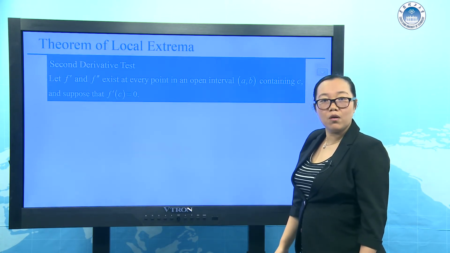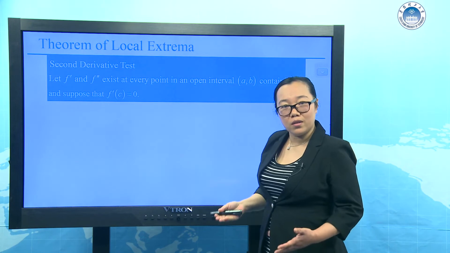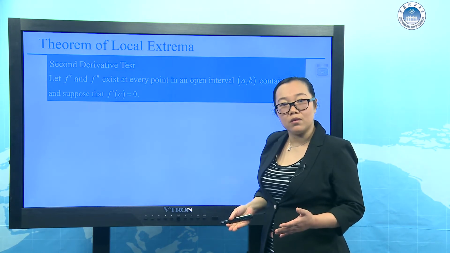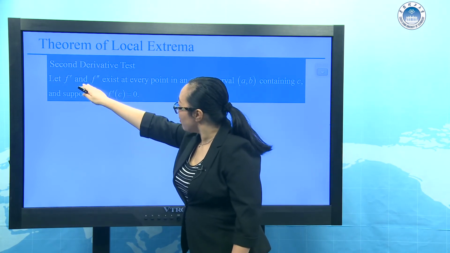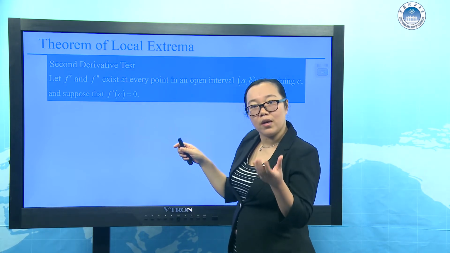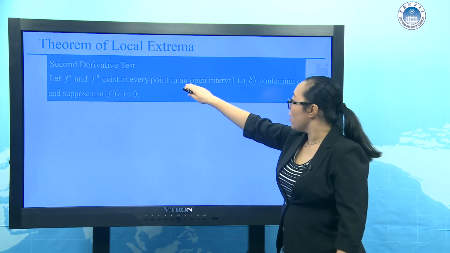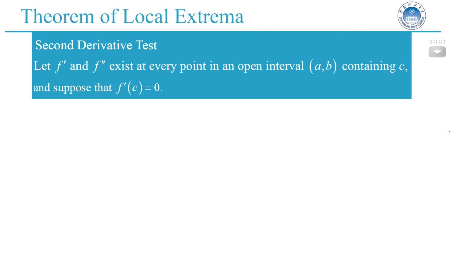Now look at the theorem of local extrema, the second derivative test. Look at the name. Second derivative means using the double prime. Our condition is that f' and f'' exist, meaning the first and second derivatives exist at every point in an open interval ab containing point c, and suppose that f'(c) equals 0. Pay attention to the given condition. f'(c) equals 0 means c is our stationary point.